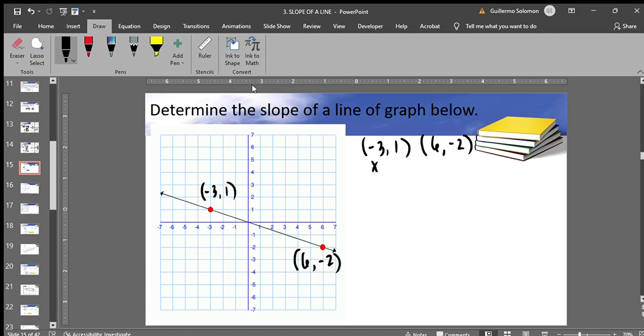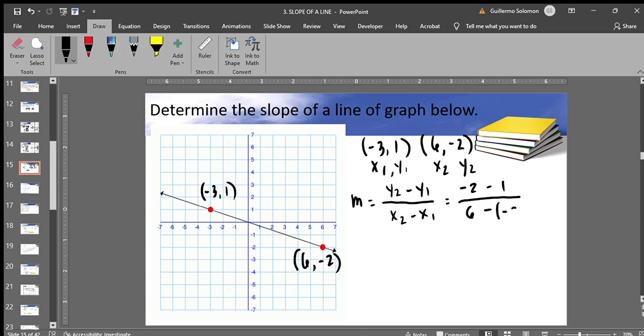So let us label x sub 1, y sub 1, x sub 2, and y sub 2. Next, write the formula. M is equal to y sub 2 minus y sub 1 over x sub 2 minus x sub 1. Substitute the given. Y sub 2, that is negative 2, minus 1, y sub 1 is 1. Next, x sub 2, that is 6, minus x sub 1, which is open parenthesis, negative 3. Don't forget to put a parenthesis if we have a negative integer.